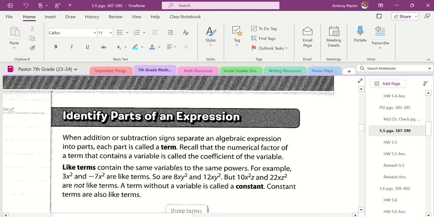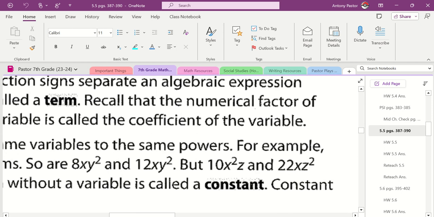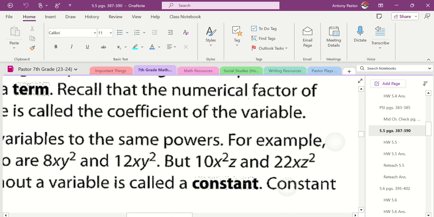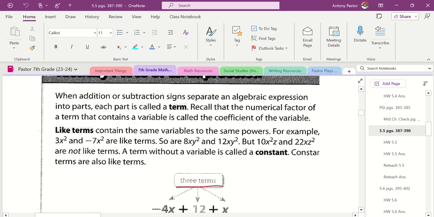Like terms contain the same variables, so the same powers. For example, 3x squared and negative 7x squared are like terms. So are 8xy squared and 12xy squared. But 10x squared z and 22x z squared are not like terms because the x is squared in one, and in this case the z is squared. So they don't have the same variables to the same power.